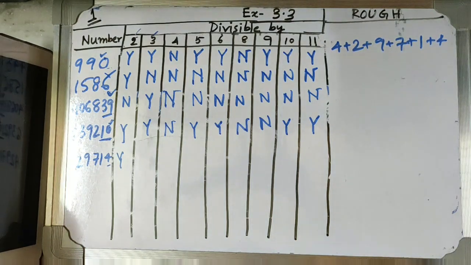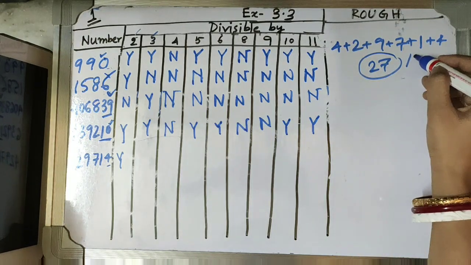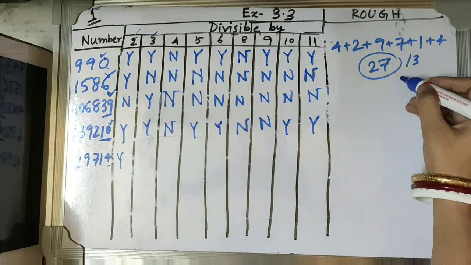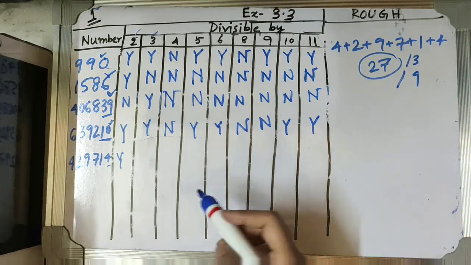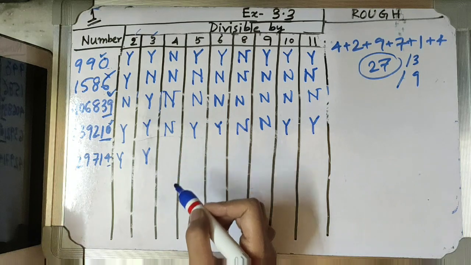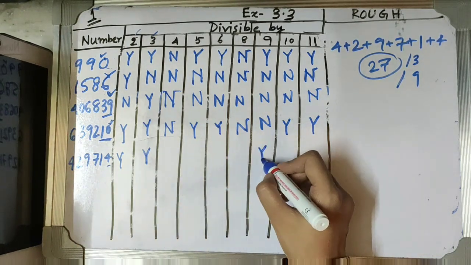Okay, we are getting the sum 27. This is divisible by 3 as well as by 9. So we got the result of divisibility by 3 and divisibility by 9.